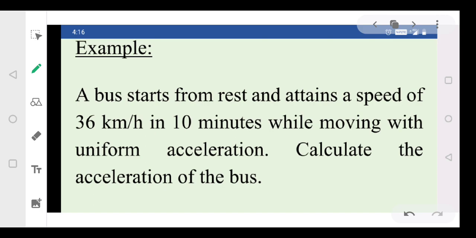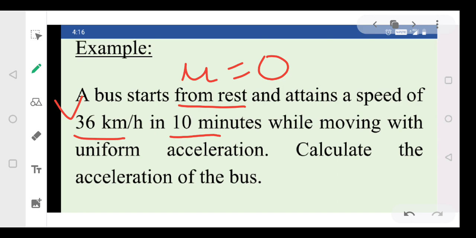Once you see it, only two things seem to be given to us, but when you read the statement carefully, it is saying a bus is starting from rest. Now what does it mean? If it is starting from rest, that means when time was 0, the bus was having no speed, 0 speed. That means initial speed is equal to 0. Always when any body is starting from rest, initial speed, that is u, you will be taking as 0. Final speed, that is v, is 36 km per hour and time taken is 10 minutes. Now let us write all these given and we have to find out acceleration.